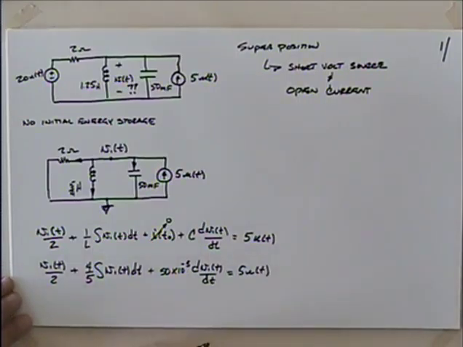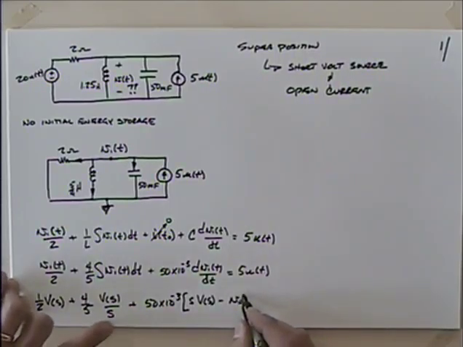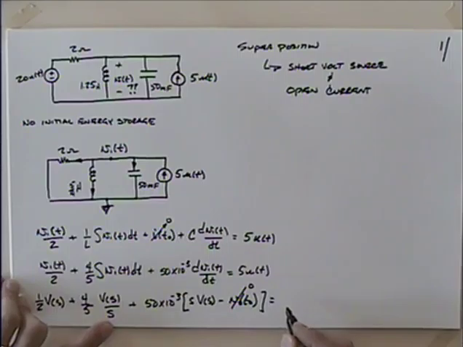So I guess it's time to go now into the S domain. So I have 1/2 V in the S domain plus 4/5. This is the real bargain here with integration. So I'll have V in the S domain over S plus then 50 times 10 to the minus 3. I'll have that constant times S V in the S domain minus V naught, or V at t naught, let's say, which is 0, is equal to 5 over S.